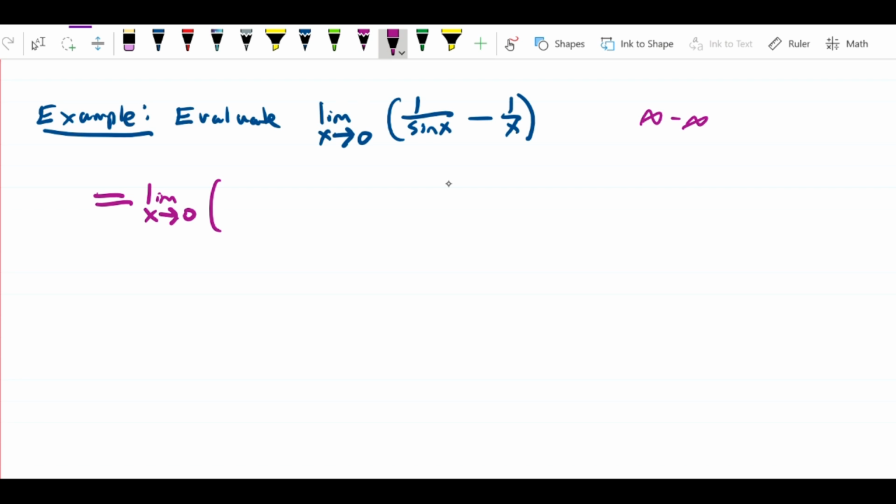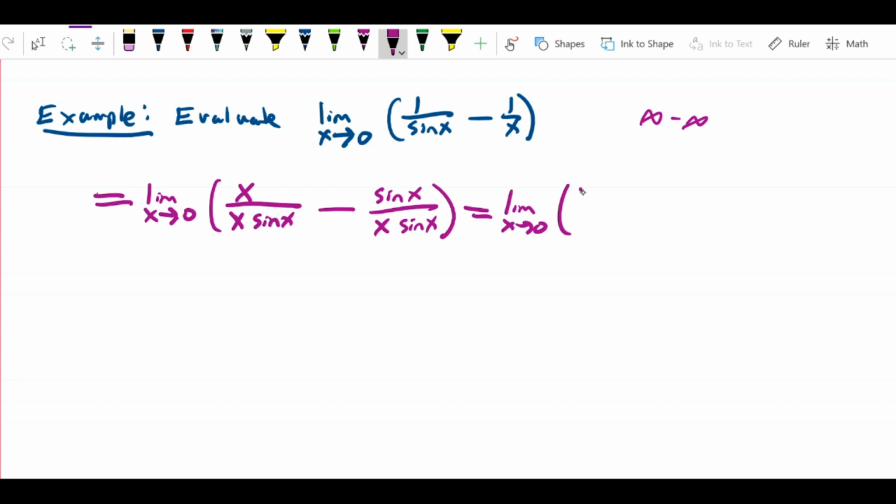So I'm going to find a common denominator. I'm going to multiply 1 over sine x by x over x. So that'll give me x over x sine x, and then I'm going to multiply 1 over x by sine x over sine x. So that gives me sine x over x sine x. So simplifying further, this gives us x minus sine x over x sine x. We can see now that when we substitute in 0, we're going to get 0 minus 0 on top and 0 times 0 on the bottom. So this is in fact now a 0 over 0 limit. We can go ahead with L'Hopital's rule.